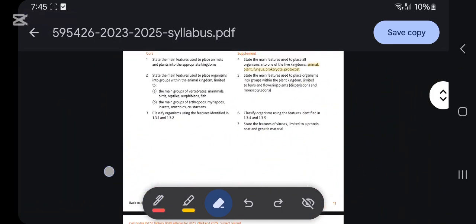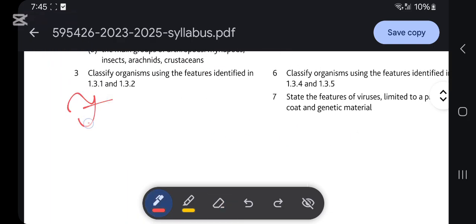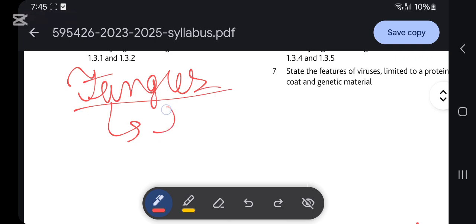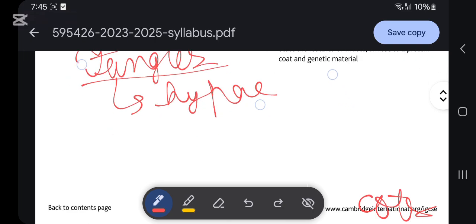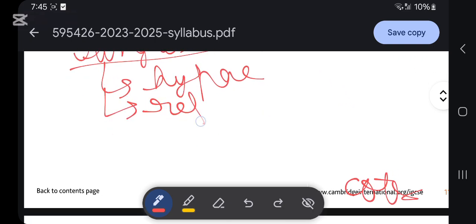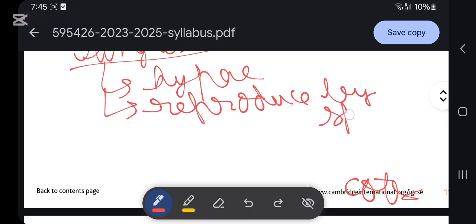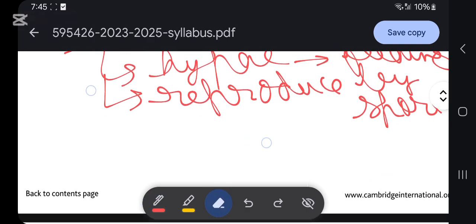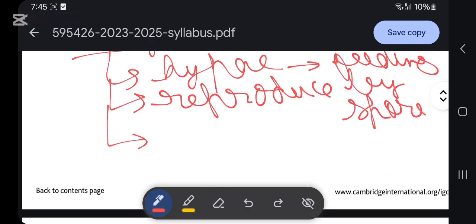So basically when we talk about fungus, they have a cell wall. Remember that they have hyphae first of all. They feed using their hyphae and they reproduce by spores, and hyphae are for feeding. So basically they spread in the food and that's how they get their food.